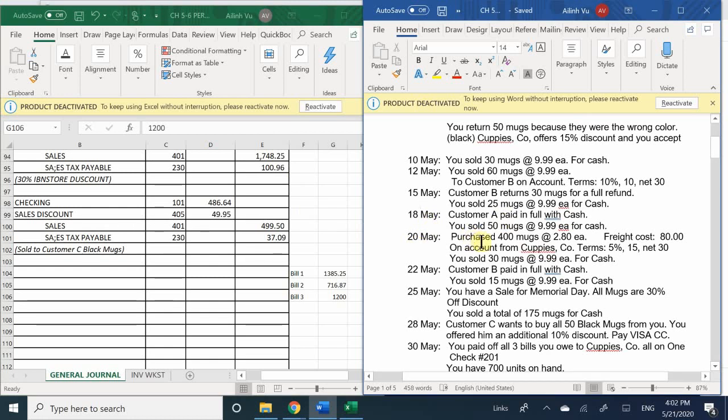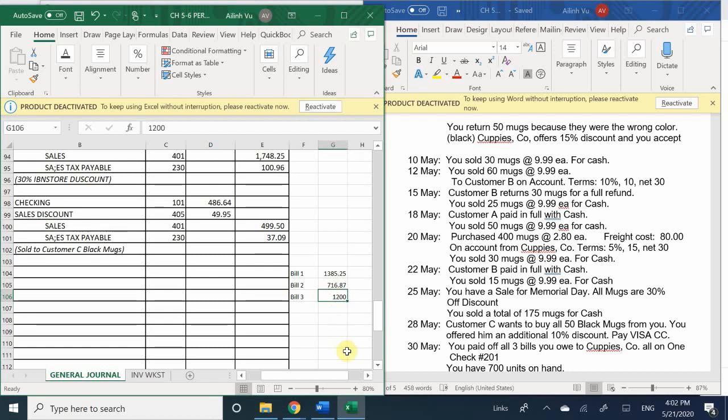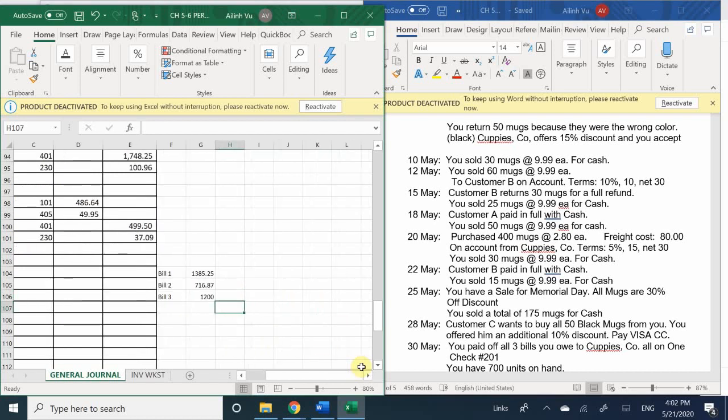Did we meet the terms? Let's see, 15. Yes, we did. How much is the discount? 5%. Okay. So we notice that we need to take 5% away from this 1200. Now, 1200 includes the freight. So how much was it originally? Oh, okay. 1120.